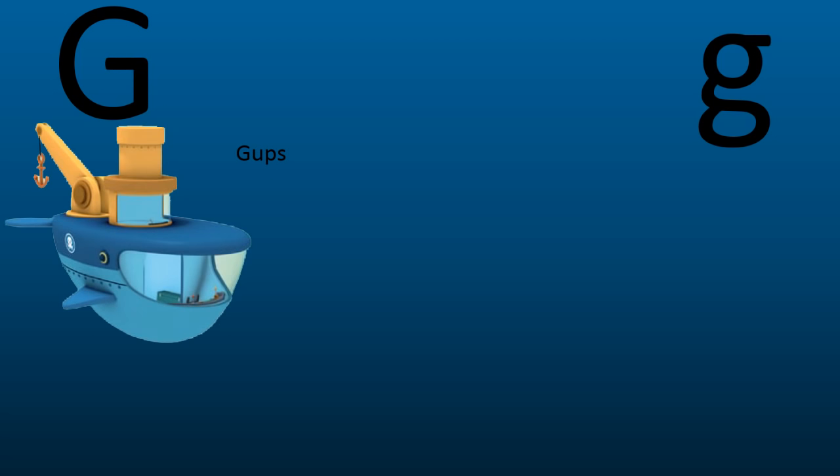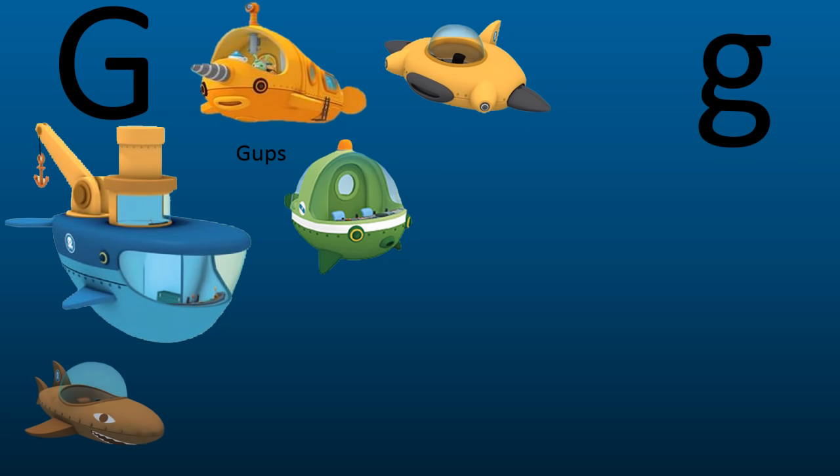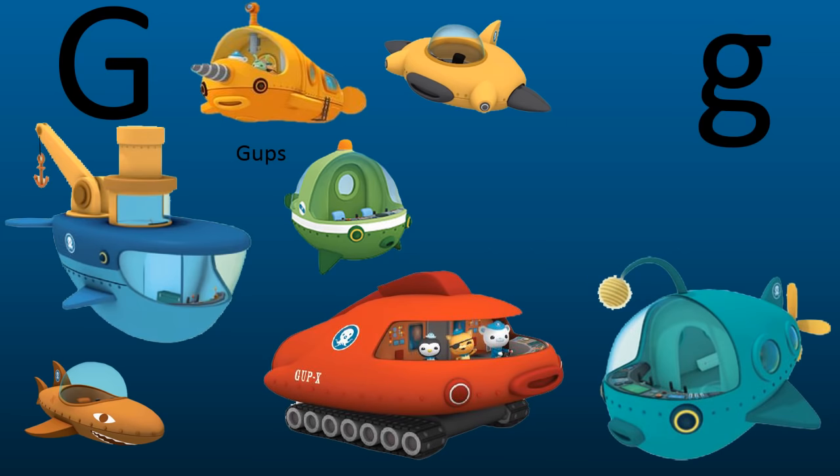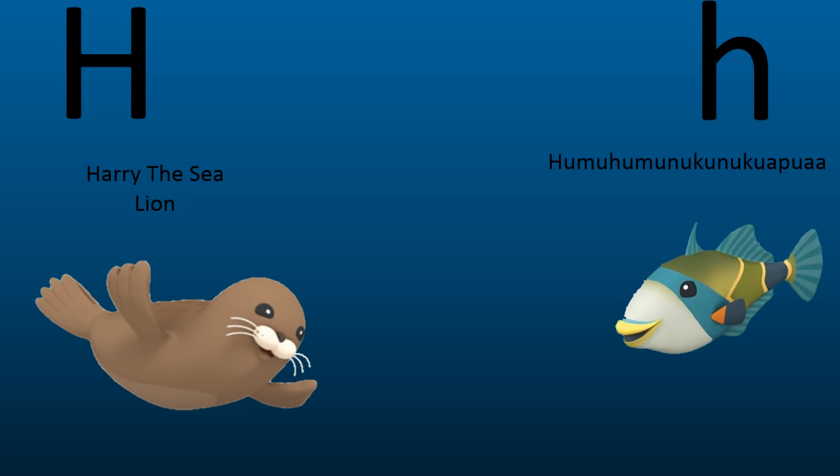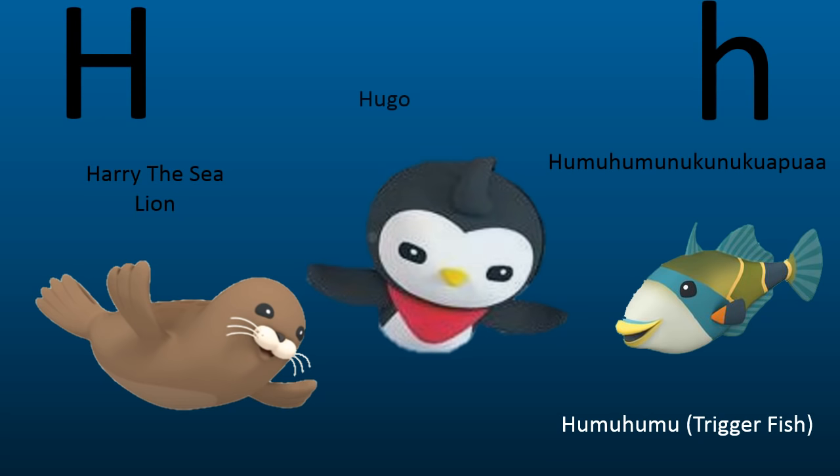For the letter G, we saw all the gups, but do you remember seeing anything else? If you looked carefully, you would have seen the gulper eel, which also begins with letter G. For the letter H, we saw Harry, the sea lion. We saw, now this is a hard one to say, the humu humu nuku nuku pua. And if you can't say that, you can just say the humu humu or triggerfish. Humu humu nuku nuku pua is a Hawaiian name for triggerfish. And we also saw Happy Hoppy Hugo from the Great Penguin Race.